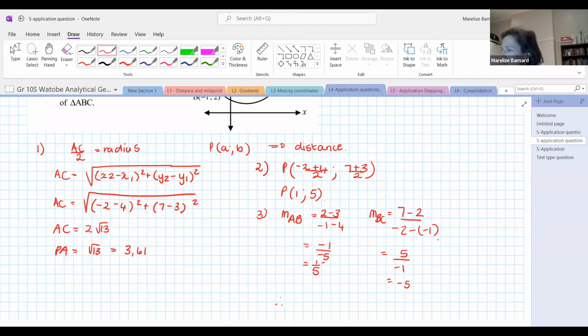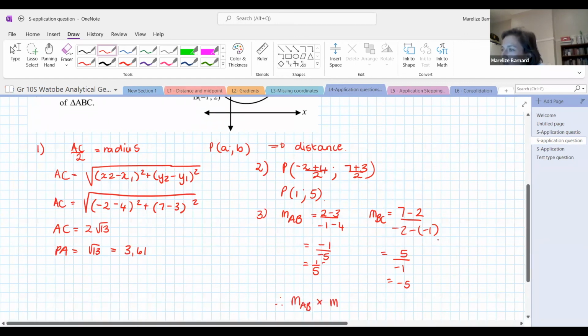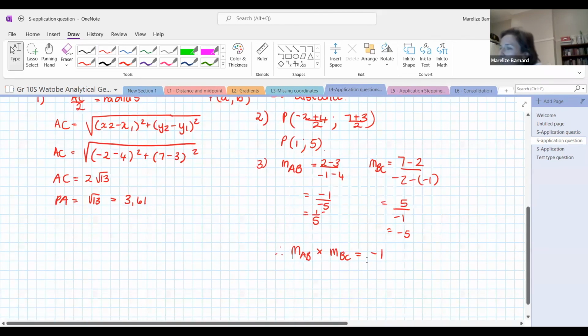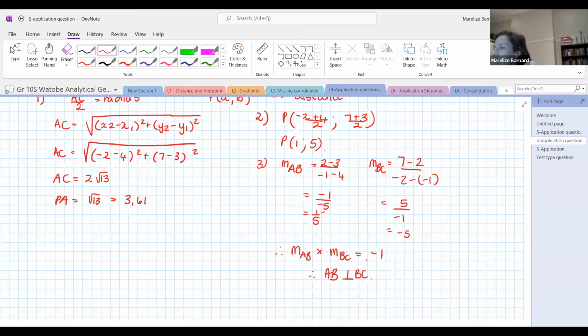So then at the end you write the gradient of AB times the gradient of BC. You write a nice little story here at the end to finish off. It's equal to -1. Therefore, AB is perpendicular to BC. Okay, so end it off nicely by saying that the gradients multiplied together give you -1.